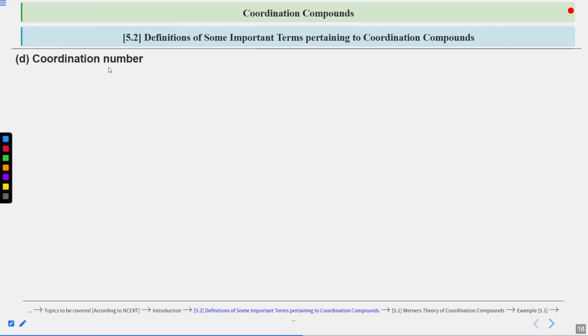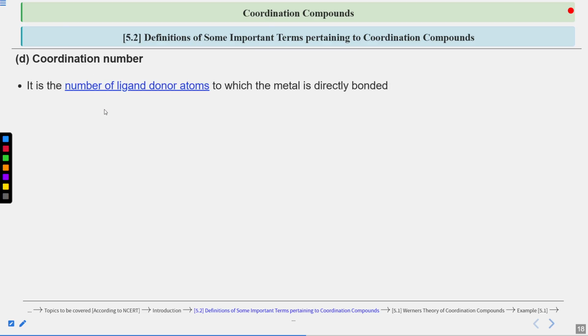Let's talk about the next important term, that is coordination number. It is the number of ligand donor atoms to which the metal is directly bonded. So the number of ligand donor atoms to which the metal is bonded is considered the coordination number of the coordination compound.